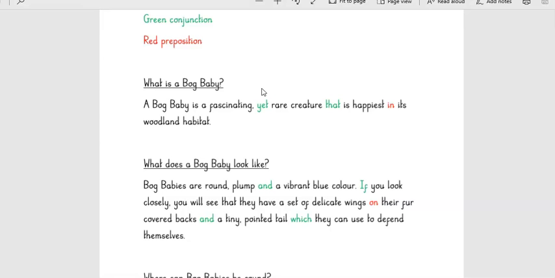And you can be really creative with this as well. You've seen the story, however, the bog baby that you found could look a little bit different. So if you want to be really creative and descriptive, then you can do. So here's my one. Bog babies are round, plump, and a vibrant blue colour. If you look closely, you will see that they have a set of delicate wings on their fur-covered backs and a tiny pointed tail, which they can use to defend themselves.